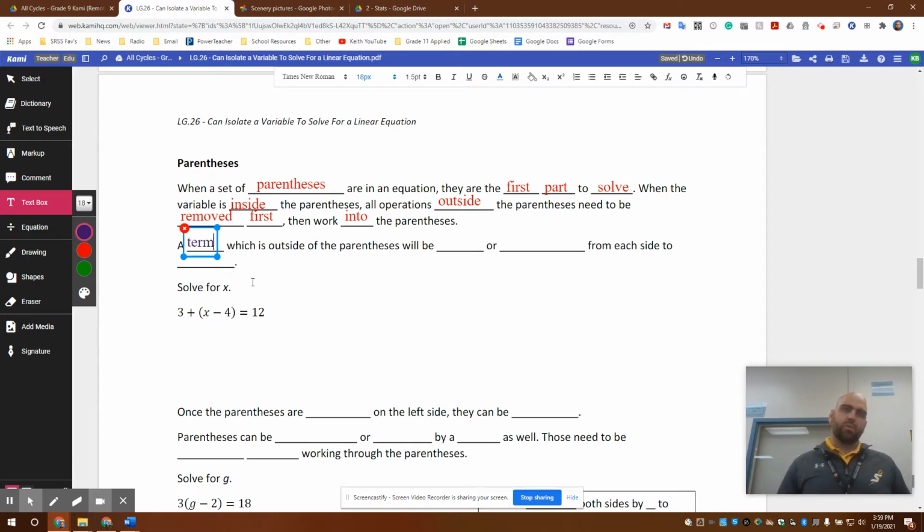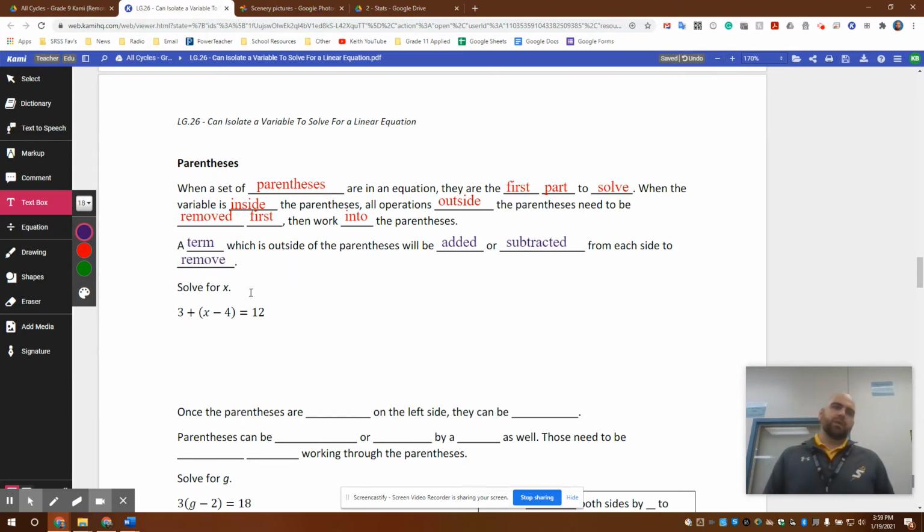Now, a term which is outside the parentheses will be added or subtracted from each side to remove. So let's take a look at this one right here, and we'll start with just adding and subtracting. We notice that there's a set of parentheses in the equation, which means that we have to remove what's outside the parentheses first before we work our way inside the parentheses.